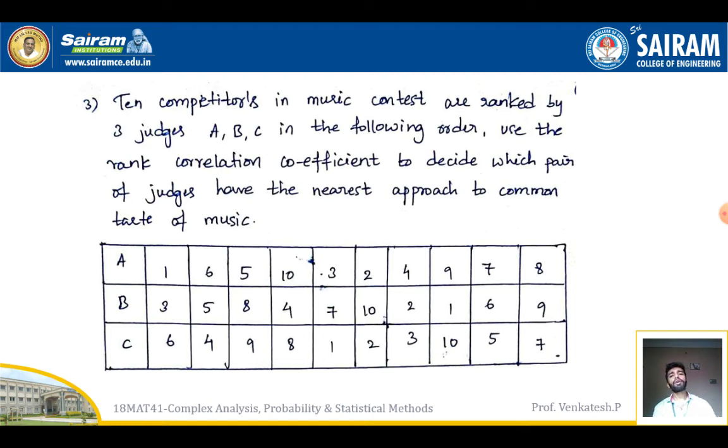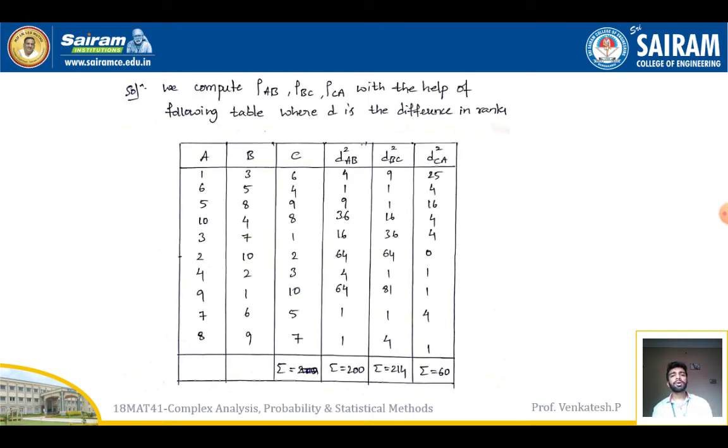So now we have to find the ranks for each pair, and then find which pair has the common approach. Since they have given 3 judges here, we'll have 3 sets of pairs: the rank of the AB pair, the BC pair, and the CA pair. So take all the ranks from judge A, judge B, and judge C like this. Now find the differences.